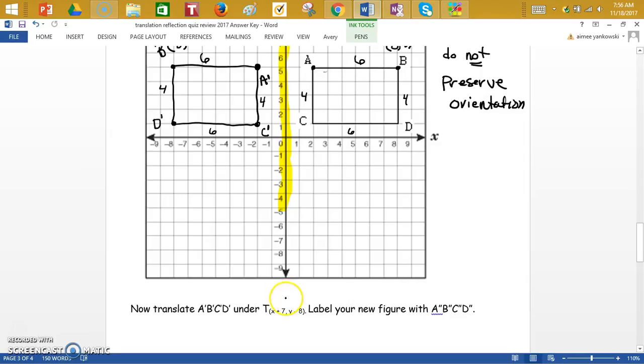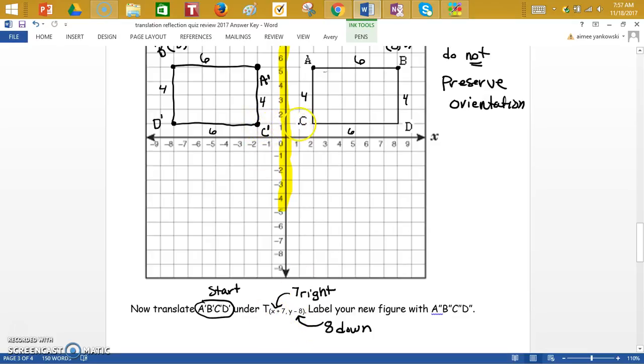Okay. So now we have to take A prime, B prime, C prime, D prime. We have to start at our original figure, right? And then we have to move every one of those corners 7 to the right and 8 down. Okay, 7 to the right, 8 down. All right. So I'm going to just start with corner C prime. Doesn't matter what corner I start with, but I'm going to move it 7 right, 8 down.